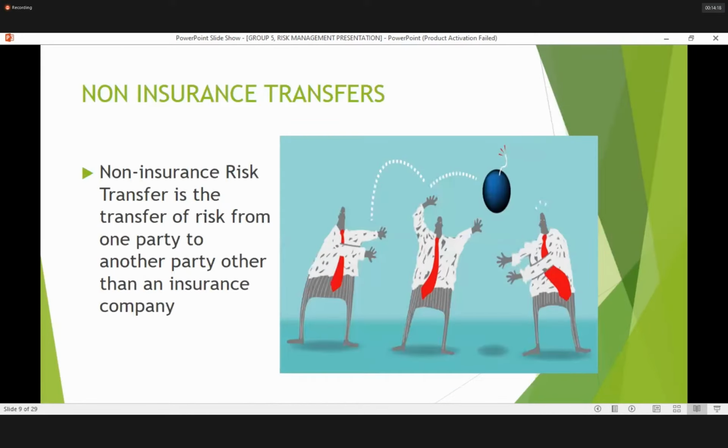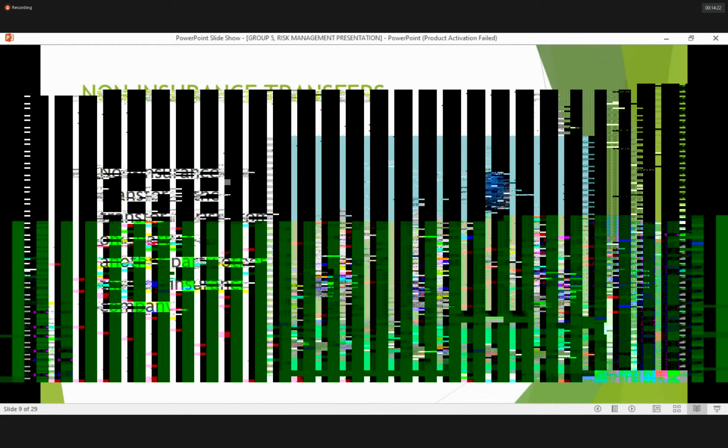And the non-insurance transfer is the transfer of risk from one party to another other than an insurance company.